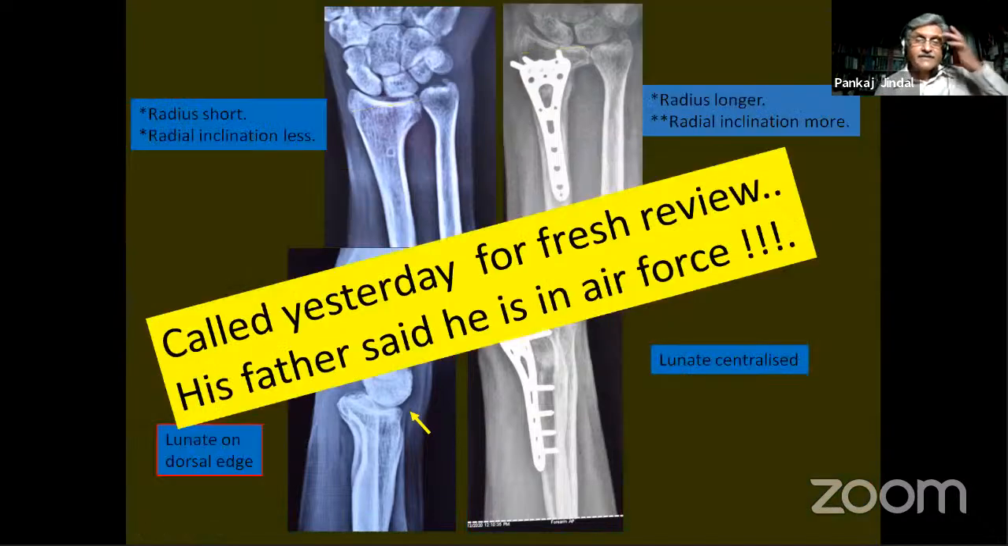We called the patient the other day for getting a fresh review, and to our good fortune, his father said he has joined the Air Force. That means the amount of restoration of function was almost 100%. Otherwise, there was no way he could have joined these elite forces here.